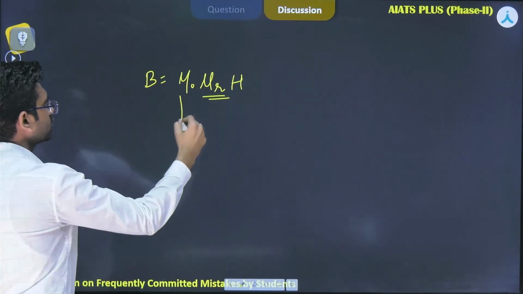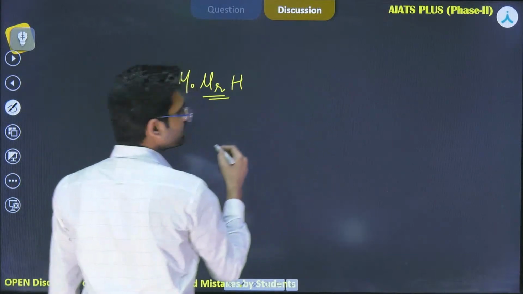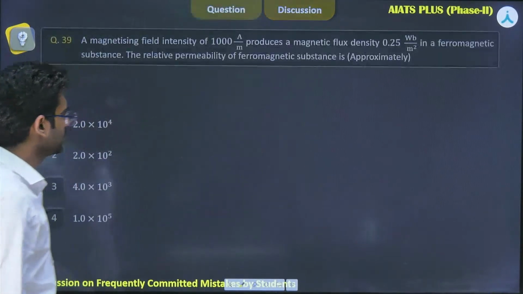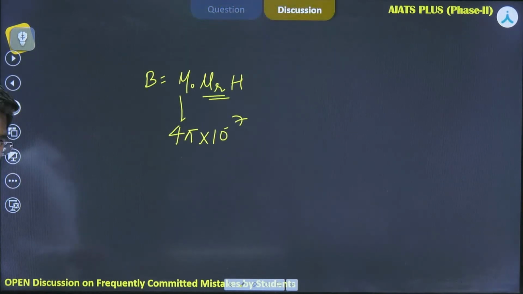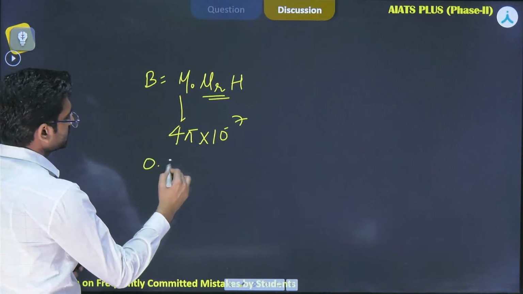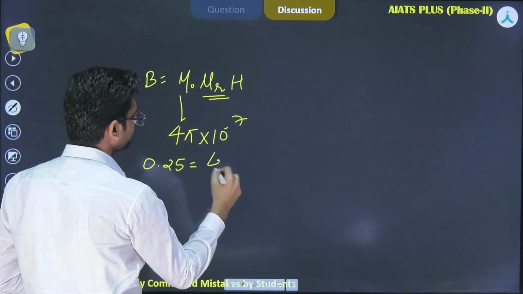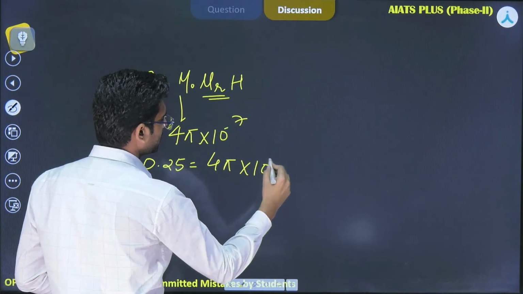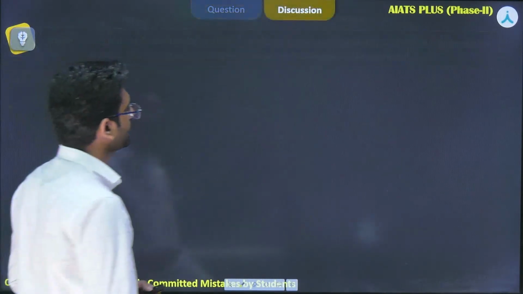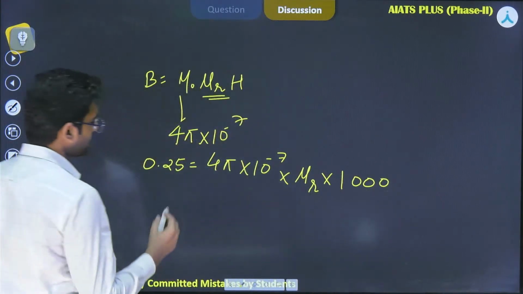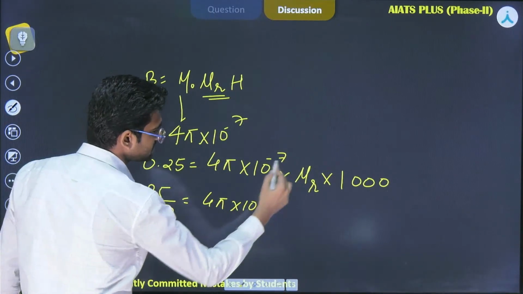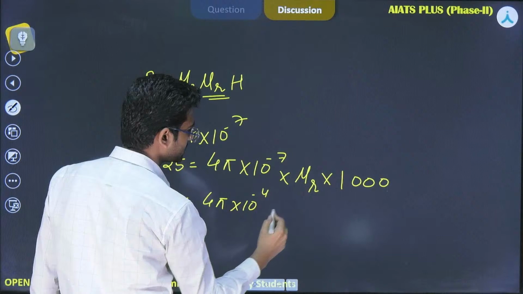And we know the value of mu naught. Mu naught by 4 pi is equal to 10 raised to power minus 7, so this can be written as 4 pi into 10 to the power minus 7. We already know the value of B and H, so we can find the value of mu r. So I will write B as 0.25 is equal to, in place of mu naught, 4 pi into 10 to the power minus 7, into mu r, and the value of H is 1000. 0.25 is equal to 25 by 100, and 4 pi into 10 to the power minus 7, with 3 zeros here, so it will become minus 4, into mu r.